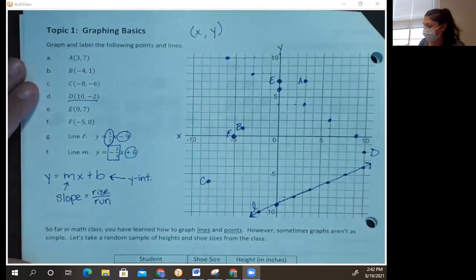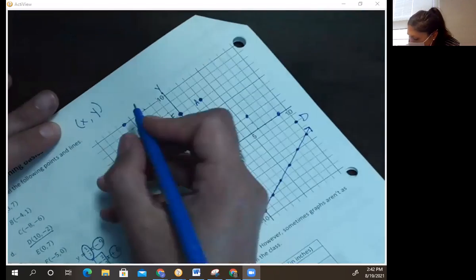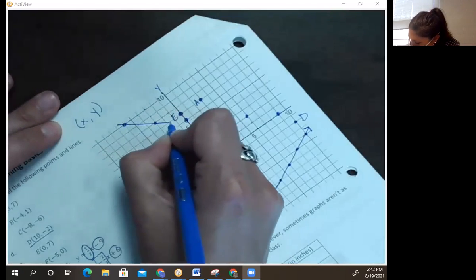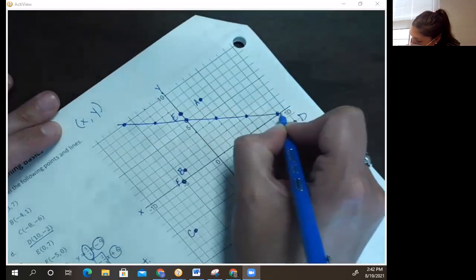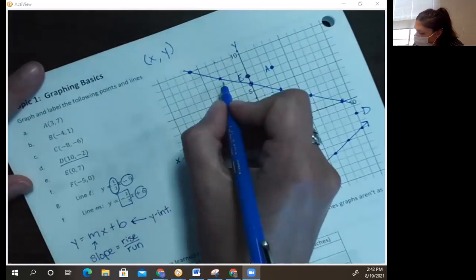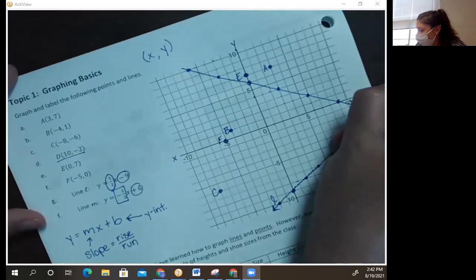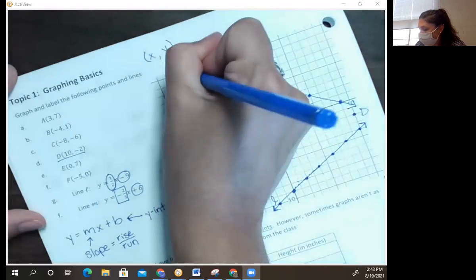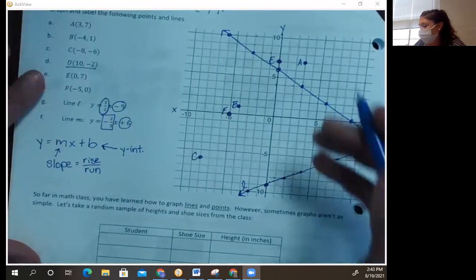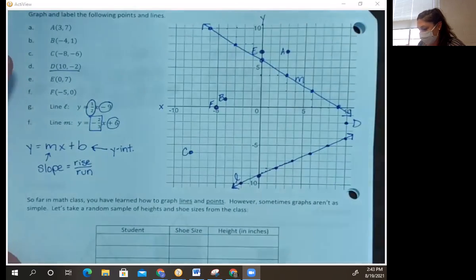And just like we did for our first line, we'll connect these points to represent that every point that satisfies this equation, so all the points in between here, are also on the line, and our line extends forever, so we'll include arrows on both ends. And there's line M.